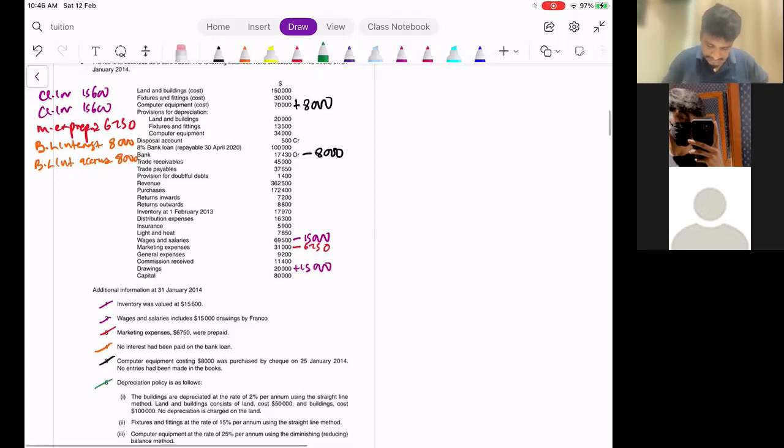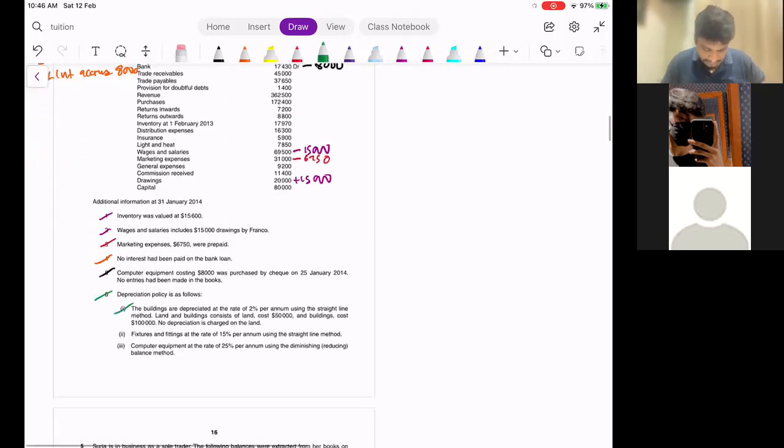Next one is depreciation. The building are depreciated at 2% per annum using a straight line method. Land and building consists of 50,000 and building is 100,000. No depreciation charge on the land. So how much is the depreciation for the building?